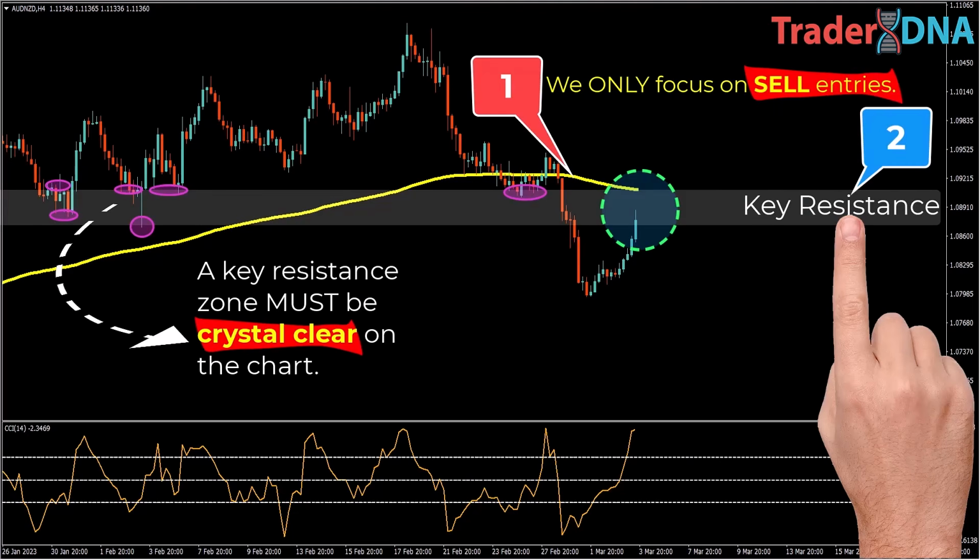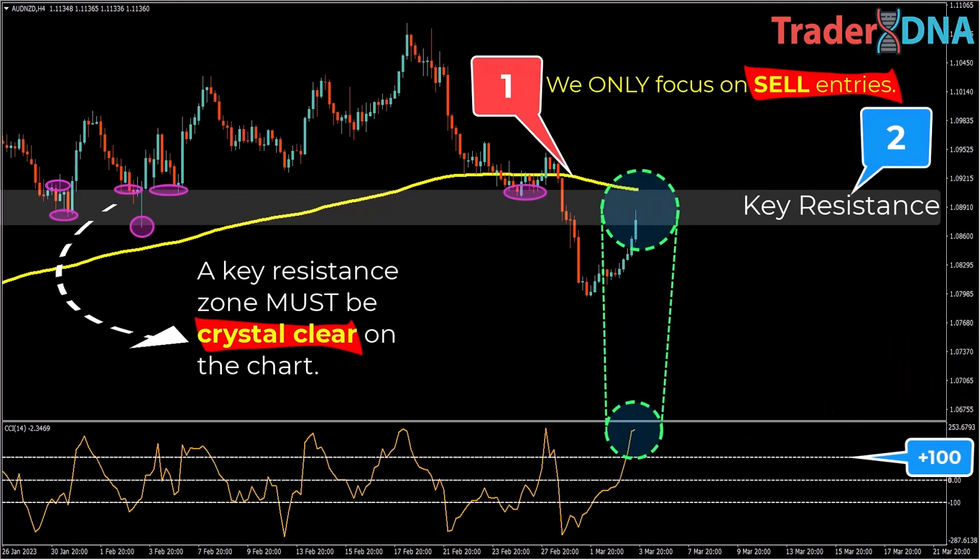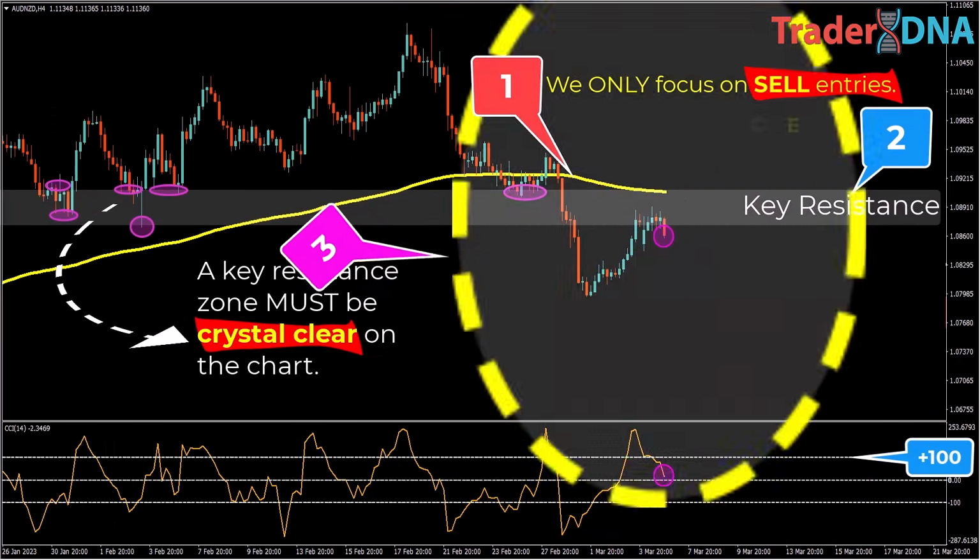While this happens, we're watching the CCI indicator. It must push up through the +100 level. But here's the catch. It has to do that exactly when price is touching the key resistance zone. That's the alignment we're waiting for. And then boom, the reversal hit.